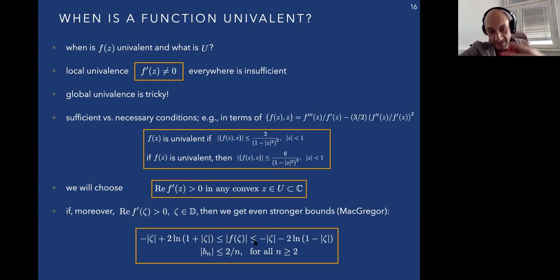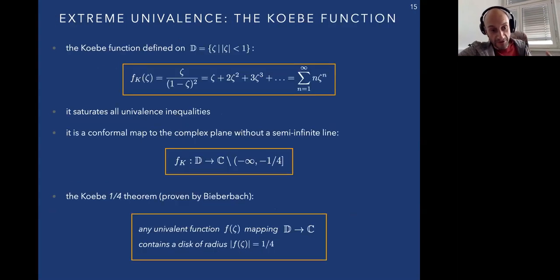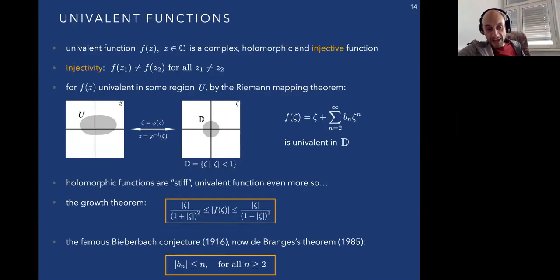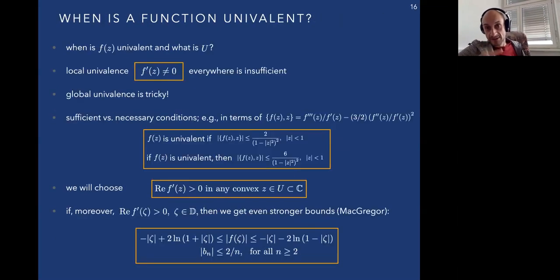So basically you get a modification of this growth theorem, which I had here, and a modification of the Bieberbach conjecture, which is a theorem, not a conjecture. And so you can see why this is stronger. Let's not look at the first line because it has some logs, just believe me, it's a stronger bound. So for the series, you can see why this is stronger. It's because before Bn was bounded by n, and now it's bounded by 2 over n, okay? So it becomes more and more restrictive at higher and higher orders.